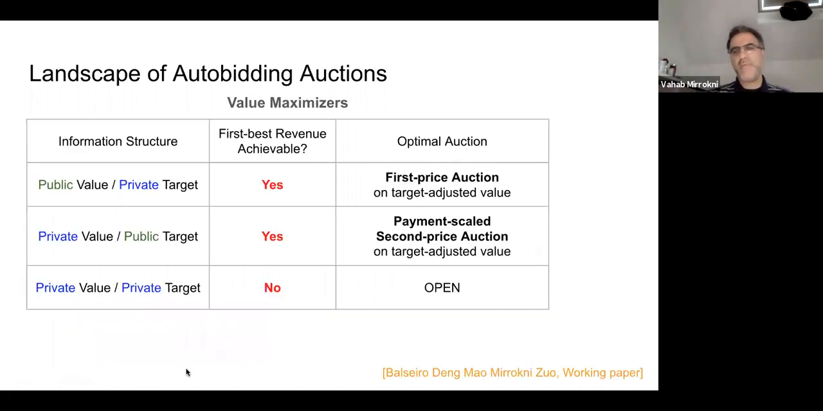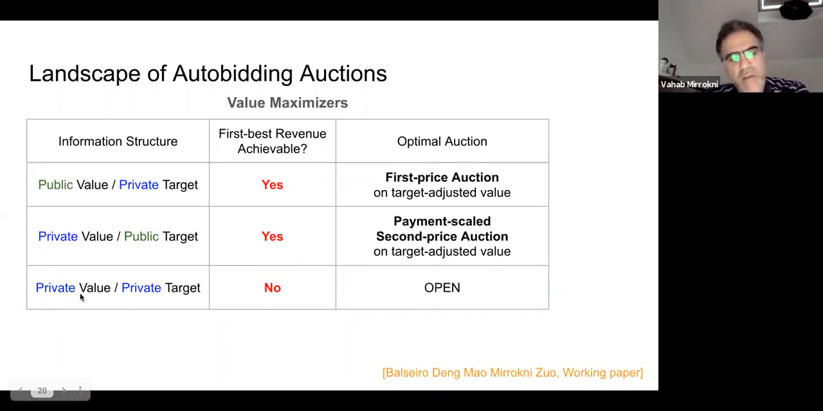In this second paper that's available online, we look at these different scenarios. In the case of public values or public targets, we show that the first-best revenue is achievable. So the best welfare and revenue at the same time are possible to achieve, and we also characterize the optimal auction. This is for the case of value maximizers, where bidders try to maximize the total value subject to the target constraint. The first-price auction on target-adjusted value is the solution in this model, and there is also a payment-scaled second-price auction that achieves the first best.